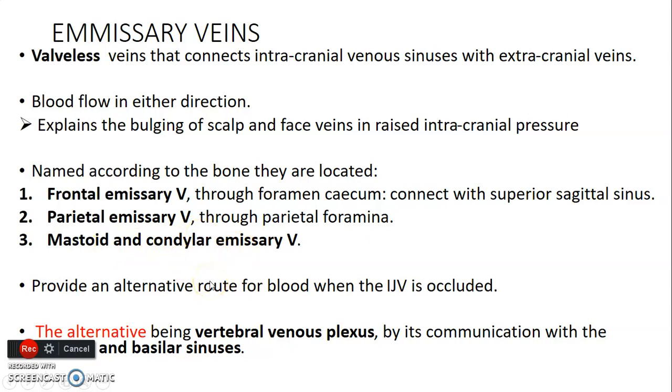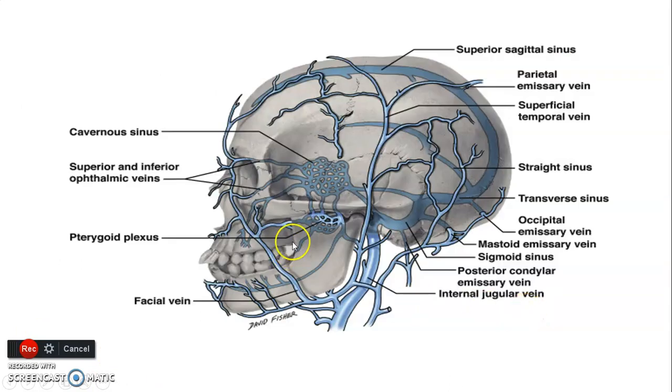So these emissary veins provide an alternate route of blood when the internal jugular vein is occluded. Remember, all these venous sinuses eventually drain via the internal jugular vein. So when the internal jugular vein is occluded, either by a tumor that's compressing it or whatever cause, you are able to drain via an alternative route through these emissary veins. The alternative can be the vertebral venous plexus or communication with the basilar sinuses. So this is just to show you the emissary veins you have at the parietal region, occipital region, the mastoid region, the frontal region. So that's the position of the emissary veins.